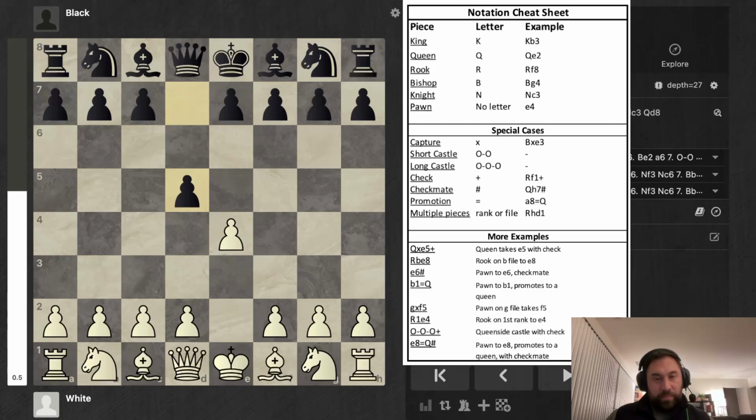So hopefully you guys recognize that this one is D5. It's a pawn, no letter necessary for the piece, so we're just going to say D5.